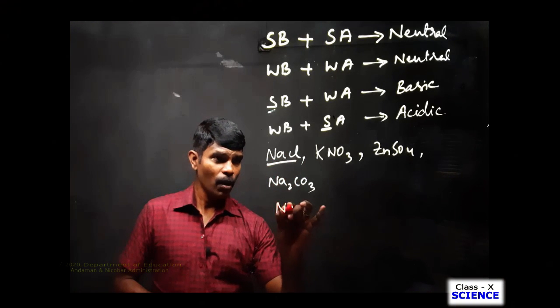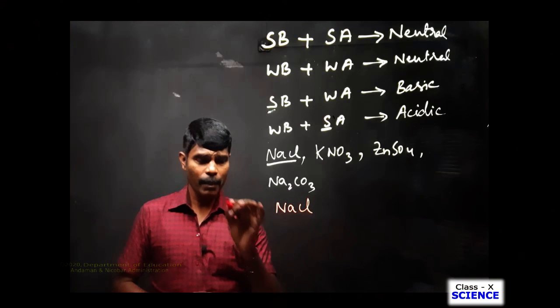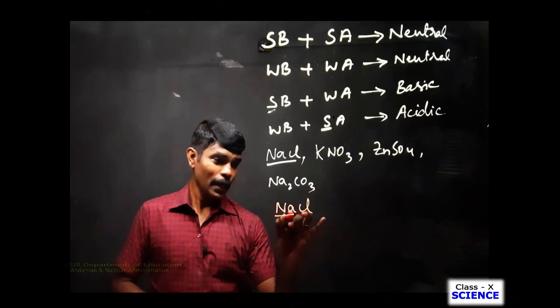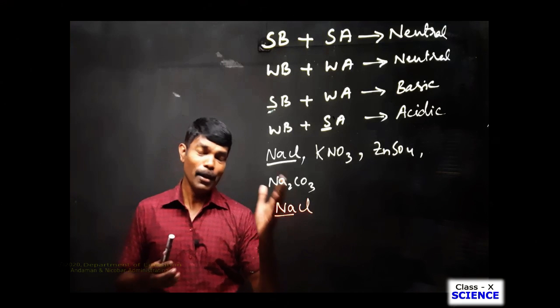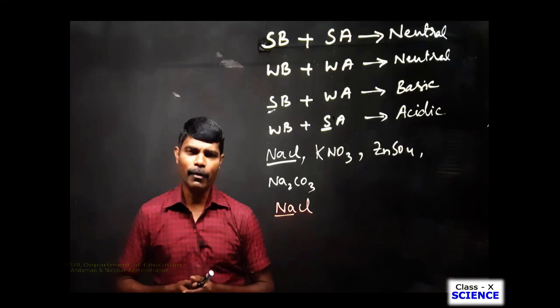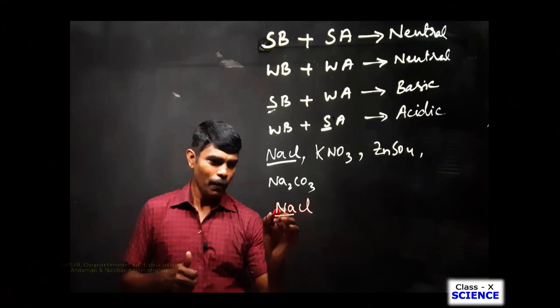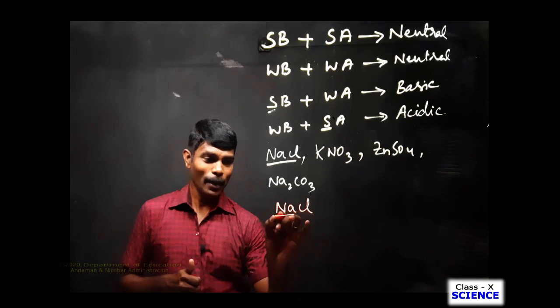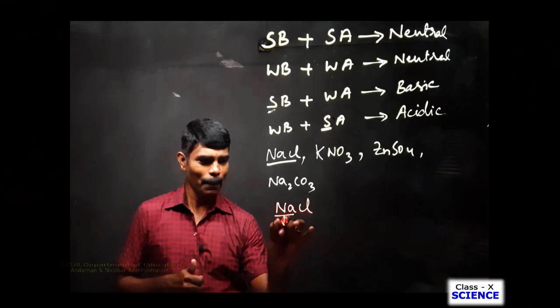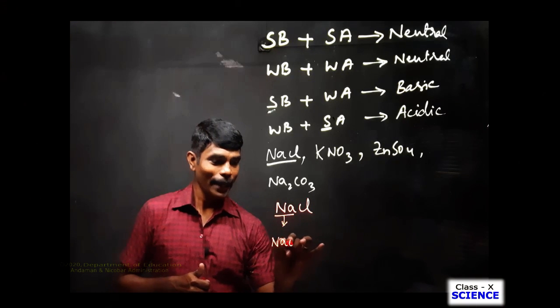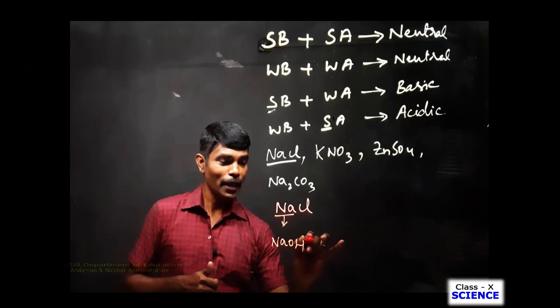So we write the formula of NaCl. Always keep in mind, children, the first part, that is the cationic part, is obtained from the base and the ionic part is always obtained from the acid. So first one will be the cationic part, sodium. When we add hydroxide, sodium hydroxide, that will be the base. So here we can write sodium hydroxide.